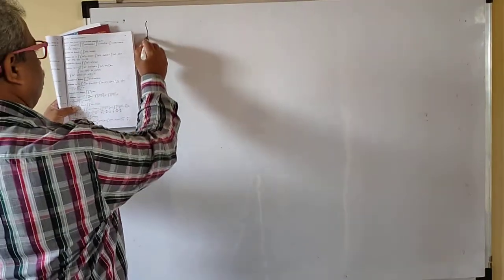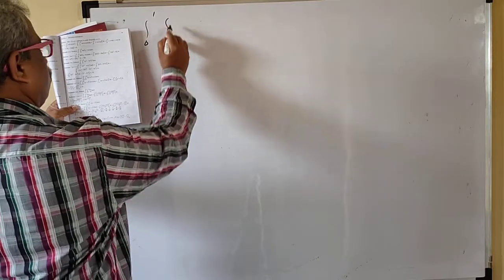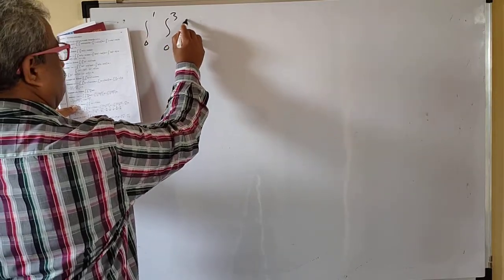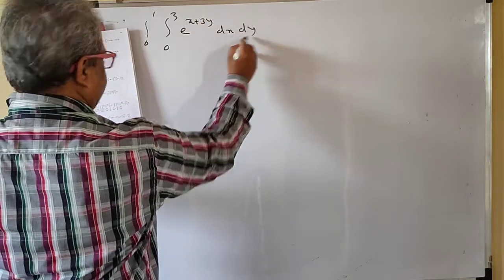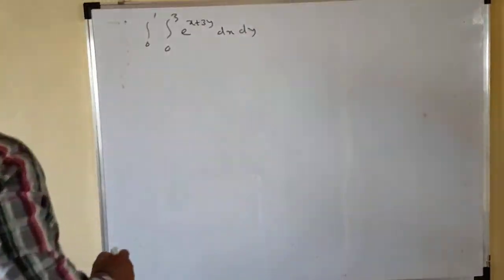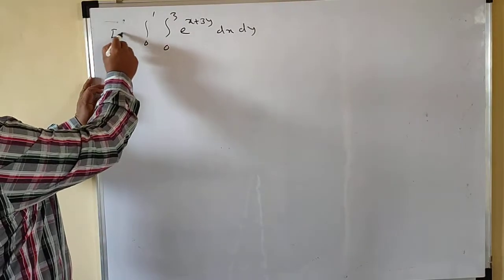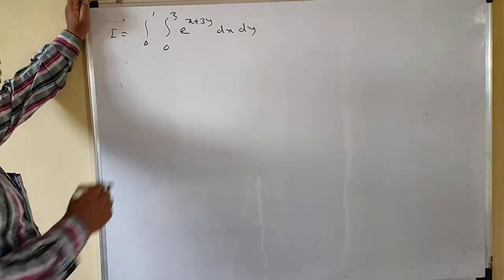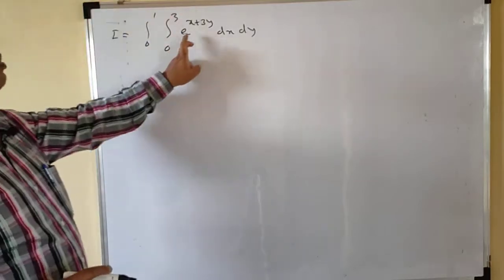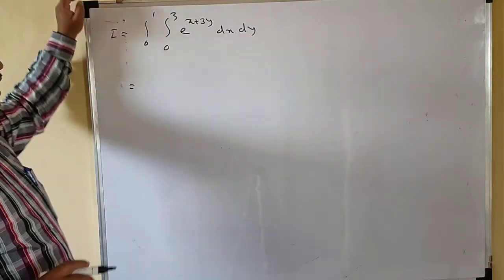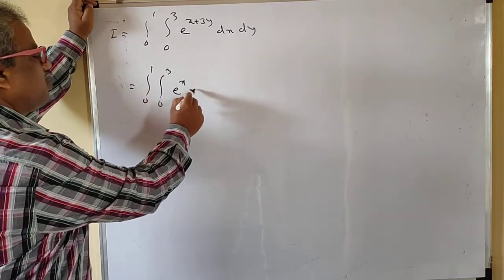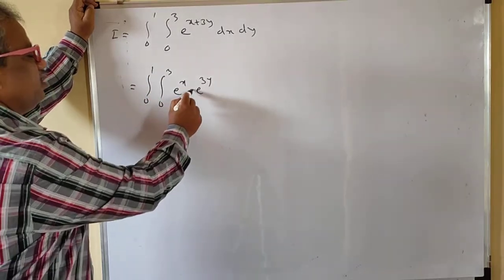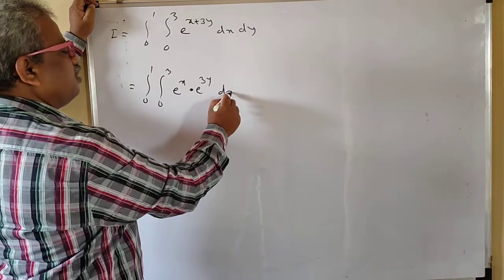Next, evaluate integration of 0 to 1, 0 to 3, e raised to x plus 3y dx dy. Okay, so let I is equal to this. So this is e raised to x into e raised to 3y. I can write this as what? 0 to 1, 0 to 3, e raised to x into e raised to 3y. This is my dx dy.